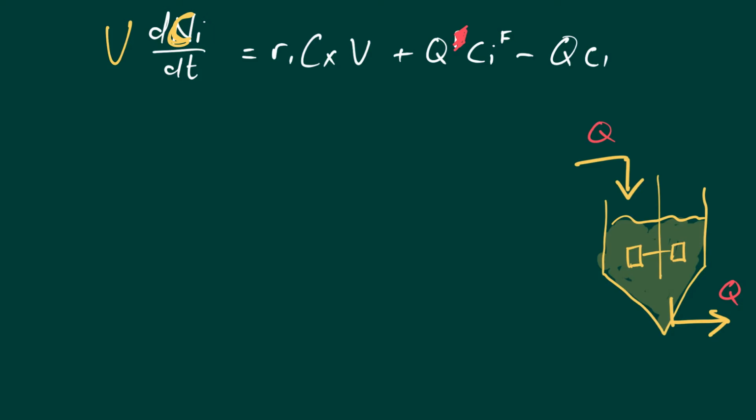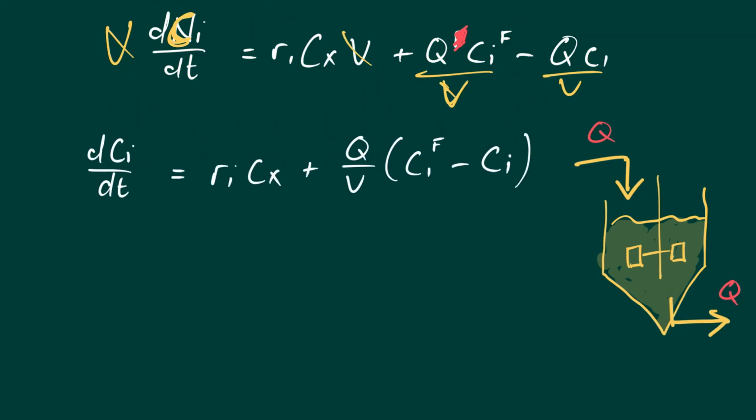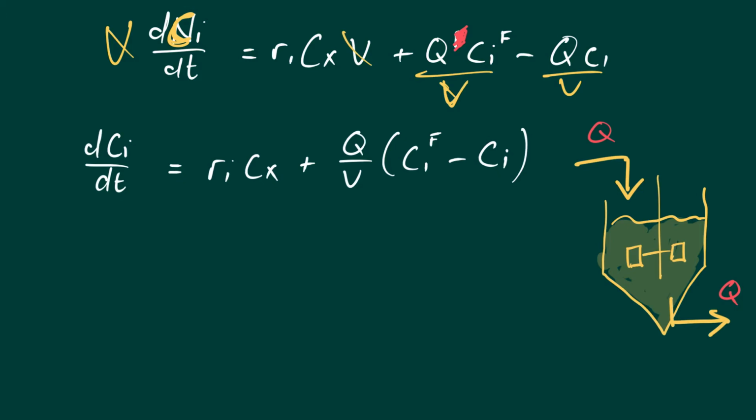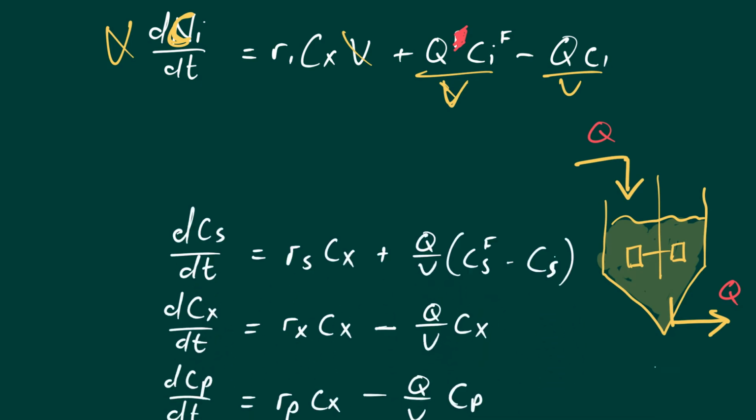And we can now divide by the volume. If we divide by the volume, we end up with the following equation. So this is what we end up with. It looks pretty similar to what we had before. This is what we had before, and now we have this additional term of inlet and outlet flow rates. We can now have a look at what the three separate equations will look like, so I'm just going to bring them up.